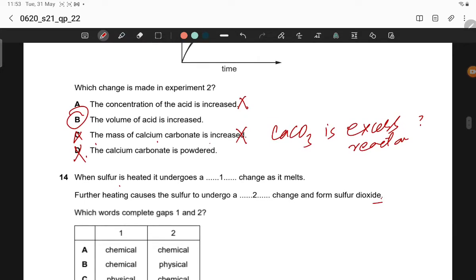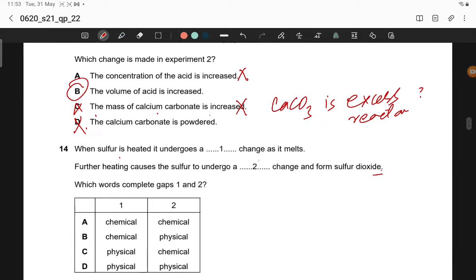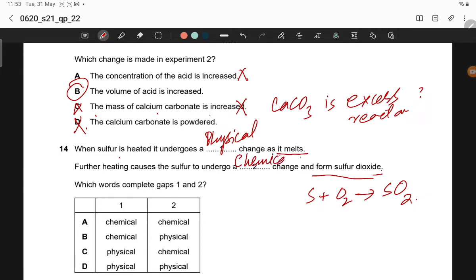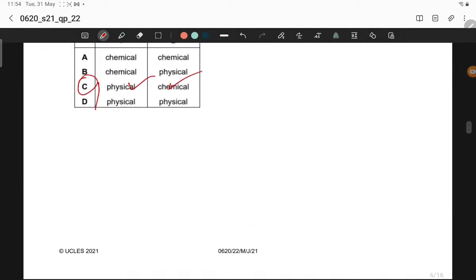When sulfur is heated, it undergoes dash change as it melts. When it is melting, it undergoes physical change. Further heating causes the sulfur to undergo a dash change and form sulfur dioxide. This is chemical change, because sulfur dioxide is entirely changed from the sulfur. So which words complete gap 1 and 2? Physical and chemical. C option is correct.